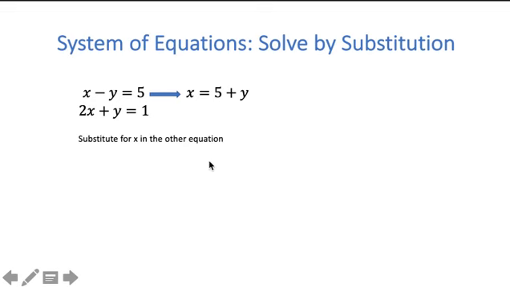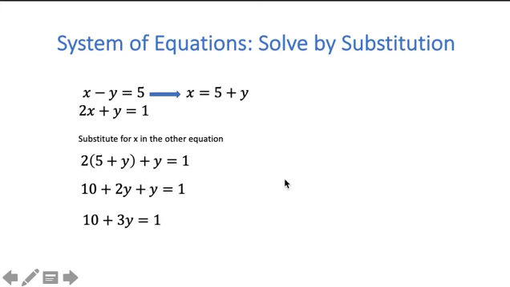Now I'm going to take that expression and substitute for x in the other equation. Well, the other equation was 2x plus y equals 1. And where there is an x, I'm going to put 5 plus y. I'm substituting for x. And then I just have to solve that equation. So I distributed 2, combined like terms, subtracted 10, and divided by 3. And you notice I get y is equal to -3.